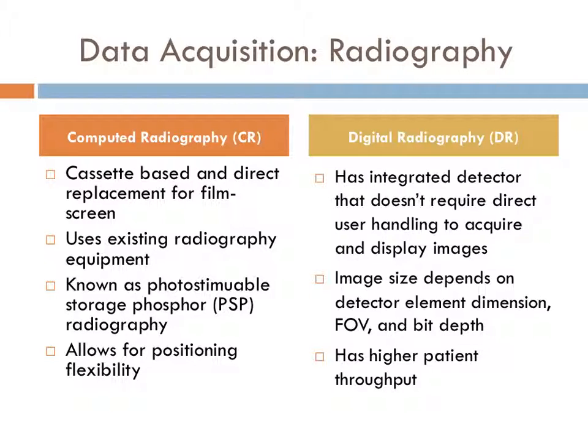It is known as photostimular storage phosphor, or PSP, radiography, and the nice thing about CR is that it allows for flexible positioning. With digital radiography, there is an integrated detector that doesn't require direct user handling to acquire and display images. So you put the detector where it needs to be, you take the exposure, and the image will show directly up on a monitor in front of you without having to run the cassette. The image size depends on detector element dimension, field of view, and bit depth. The nice thing about digital radiography is that it has a higher patient throughput than CR does.